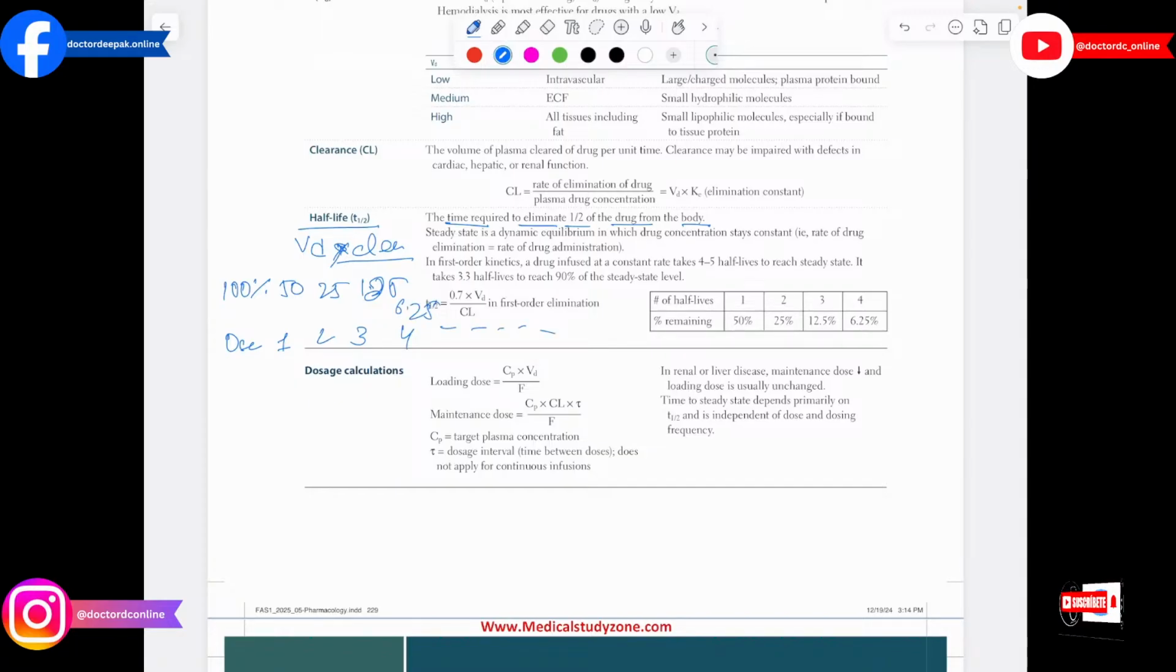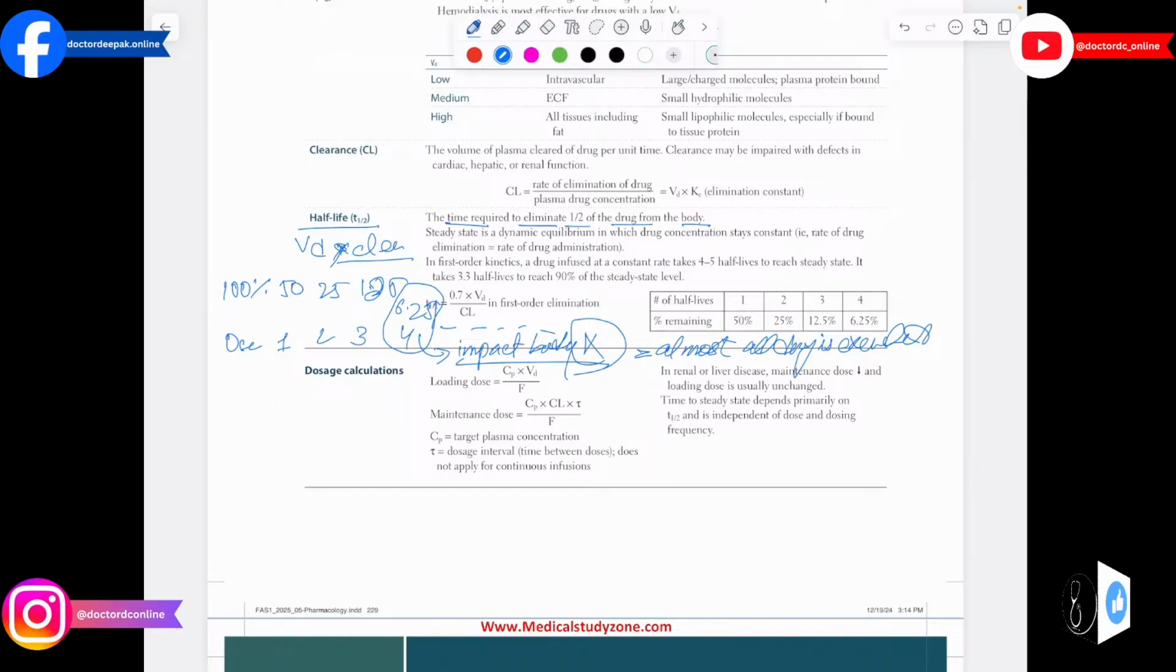But when the concentration in the body goes below 6.25%, it has no impact on the body, zero impact, and it is equal to almost all of the drug being excreted.